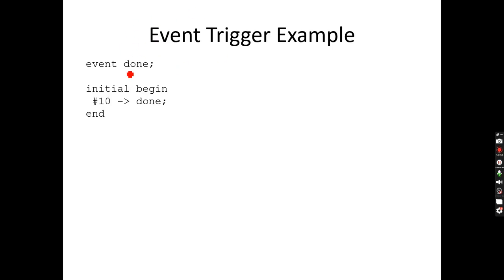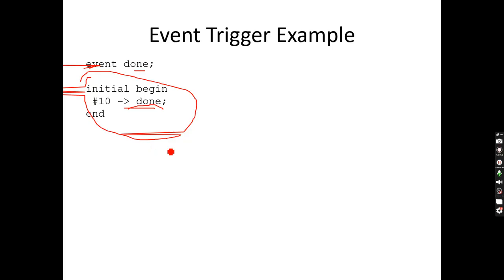So here I am declaring an event with the name done. Now I am in one initial block. After 10 delay, I am triggering the event. So this is for triggering. For triggering purposes I am using this symbol. I am triggering the event after 10.